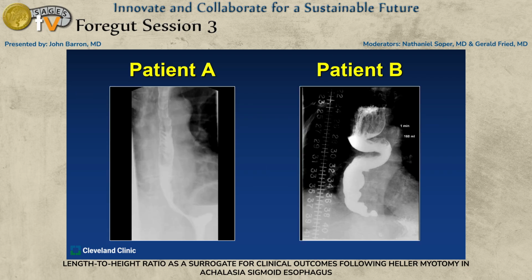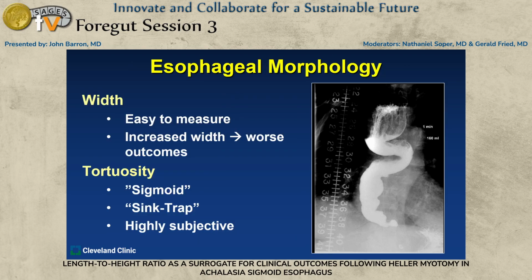And these are the esophagrams that we get, and despite their similarities on paper, it becomes very clear that these two patients are actually quite different from one another. One esophagus is straight, narrow, the other is tortuous and dilated. Yet despite this, our current classification system for achalasia says that these two patients are the same. And so what we're getting at is morphology.